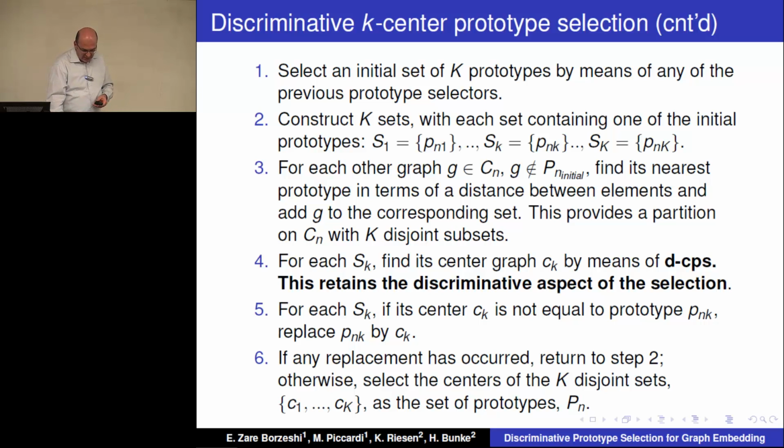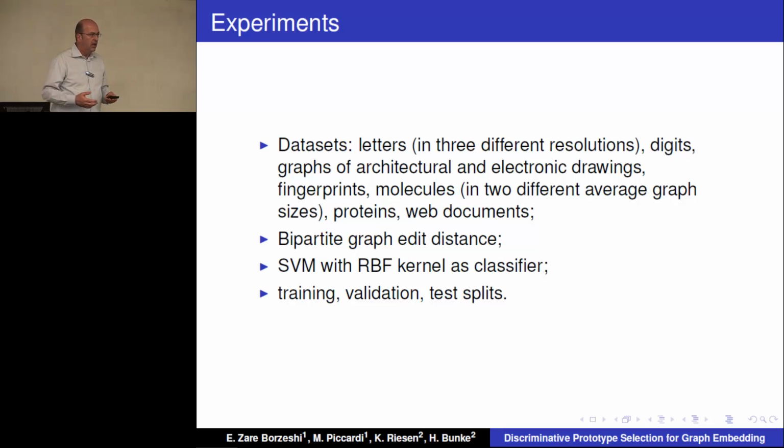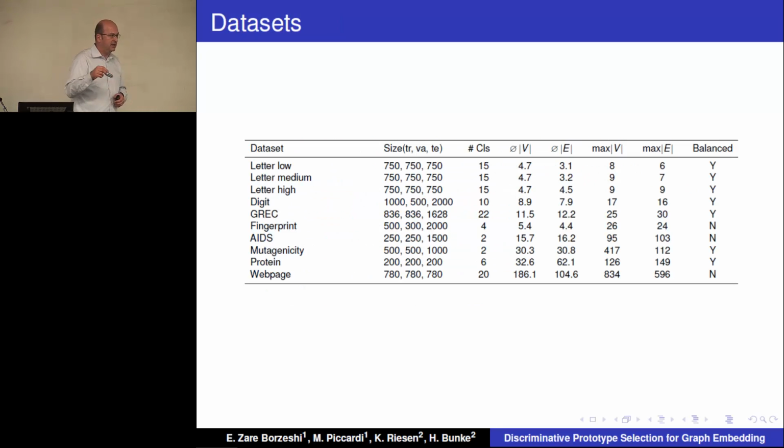Now, coming to the results, we've carried out experiments over a rather diverse set of data sets, including letters, digits, graphs of drawings, fingerprints, a couple of data sets from bioinformatics, proteins, web documents. We have used the bipartite graph edit distance I presented before as distance, and as classifier we used an SVM with an RBF kernel. All classifications performed with training, validation, and test splits. I can't remember right now exactly what splits we have used, but you can find the details in the paper, carrying the same authorship and probably about the same title.